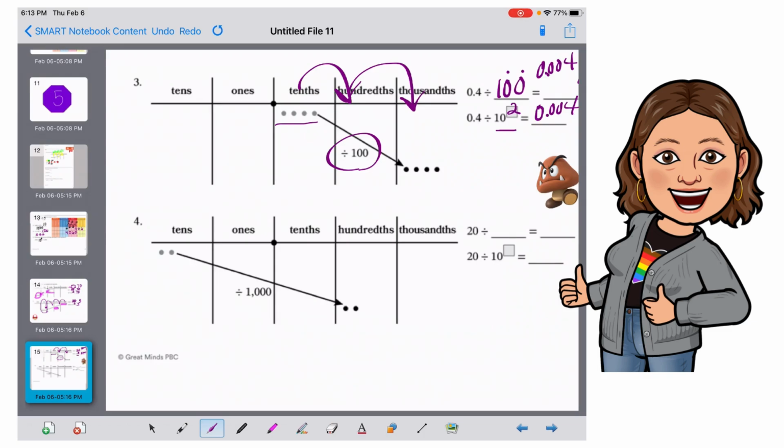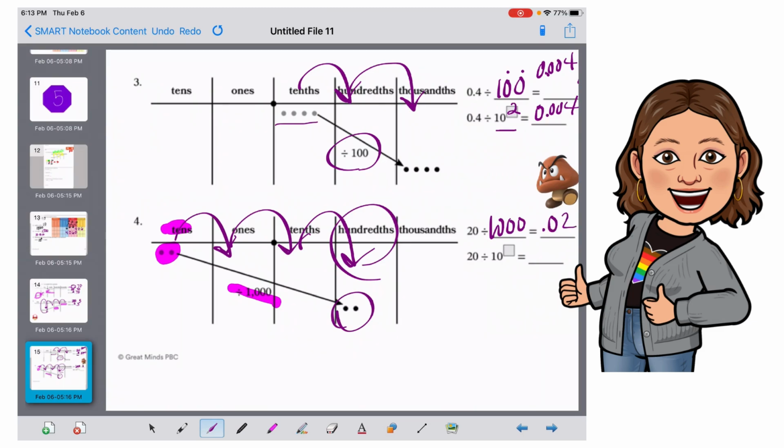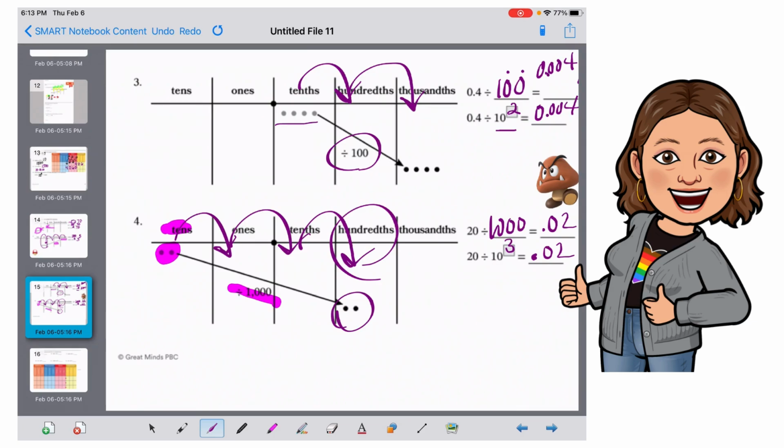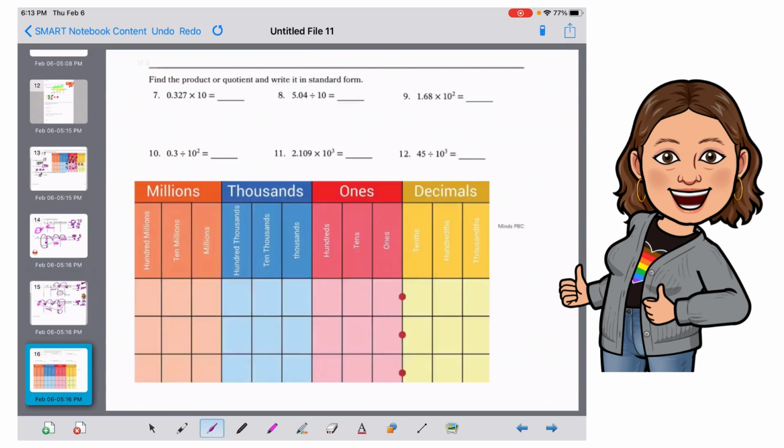Next, we're starting with 20. That tells me I've got 2 in my tens. And we are dividing by 1,000. So that is divided by 10, divided by 10, divided by 10. And that takes me to have 2 in my hundredths. If I want to write that 1,000 with an exponent, that is going to be 10 to the 3rd power. And my answer stays the same. Okay, we've got one more I want to complete with you.